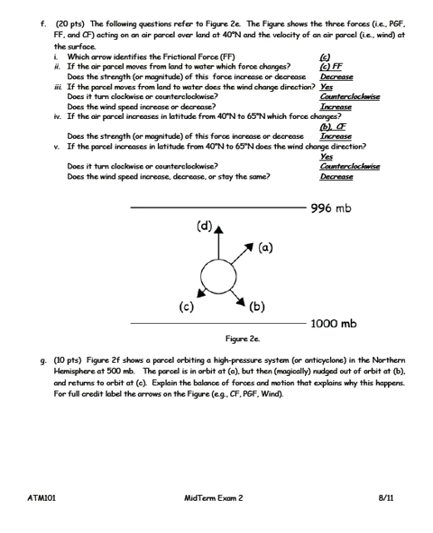Question F. The following questions refer to figure 2e. The figure shows the three forces: pressure gradient force, frictional force, and Coriolis force acting on an air parcel over land at 40 degrees north, and the velocity of the air parcel, the wind, at the surface. So we're now down at the surface at pressure of about 1,000 millibars. So friction matters because we've got the surface friction of the ground.